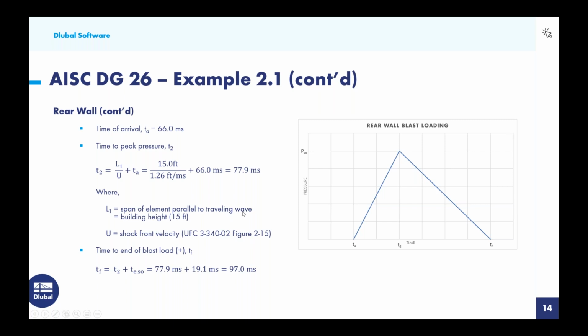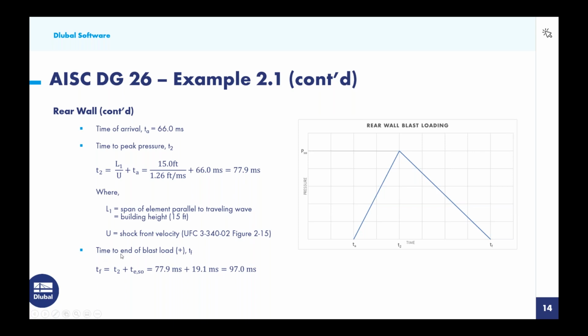And in our case today, it's how long is it going to take for this charge to reach the top of the wall, and that's 15 feet in height. U is going to be the shock front velocity given to us back a couple slides ago from the UFC figure 2-15. So we have this length, we divide it by velocity, we get a time, and ultimately we get 77.9 for T sub 2 here.